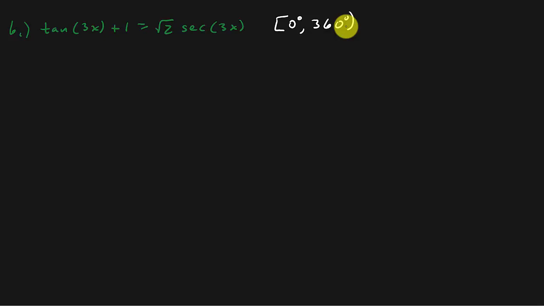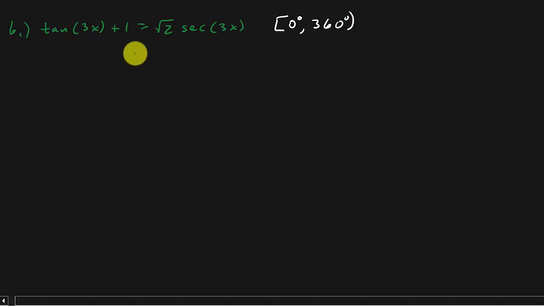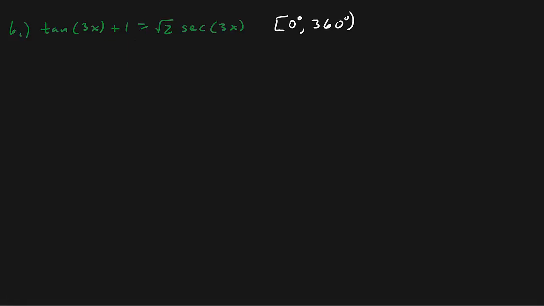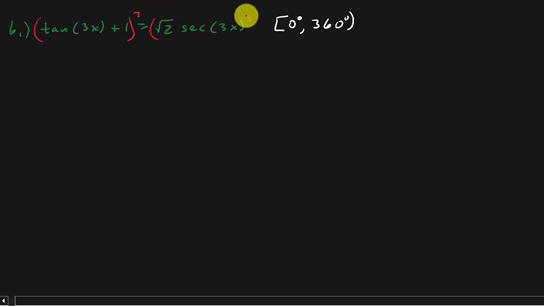All right, so we need to get everything in terms of one trig function. So, well, I don't know anything that can get me from tangent to secant or secant to tangent, but I do know things that can get me from tangent squared into terms of secant squared and secant squared into terms of tangent squared. So it would really be nice if these things were squared, the tangent and secant. All right, so we got to get these things squared. So, well, let's just square both sides.